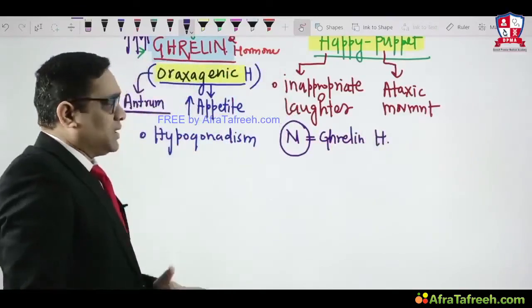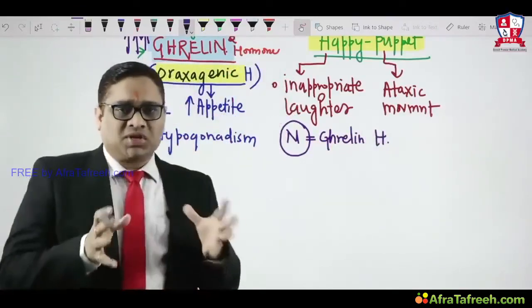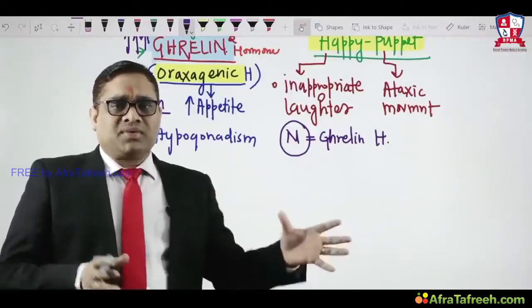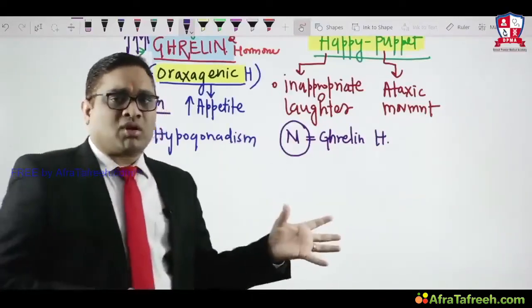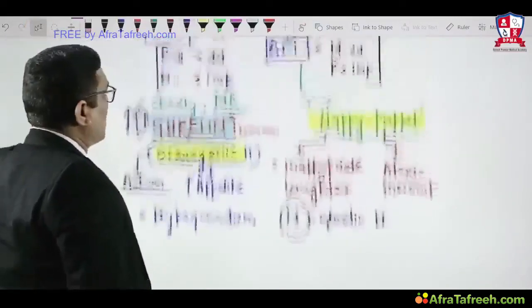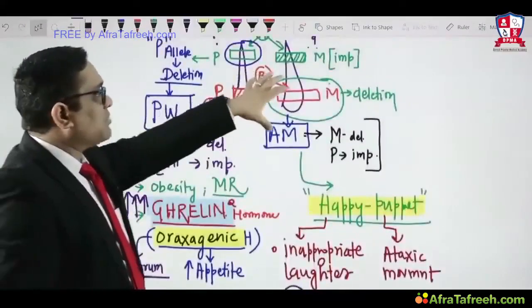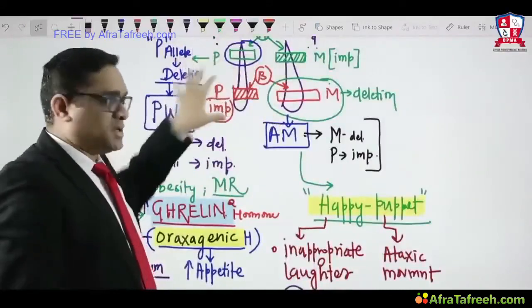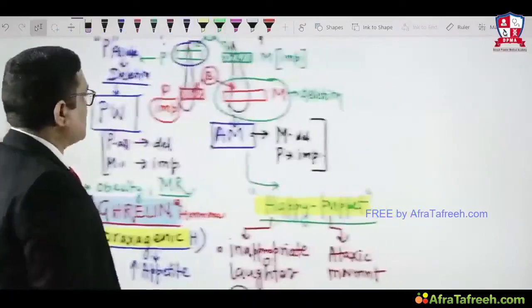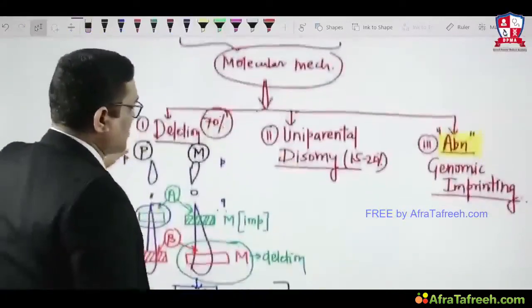So now we can see how deletion is important in the development of Prader-Willi and Angelman syndrome. This is the most common molecular mechanism for these two syndromes, and now you can see how genomic imprinting along with the deletion is associated with development of this disorder, right? So this is about genomic imprinting. Now we will see another mechanism.